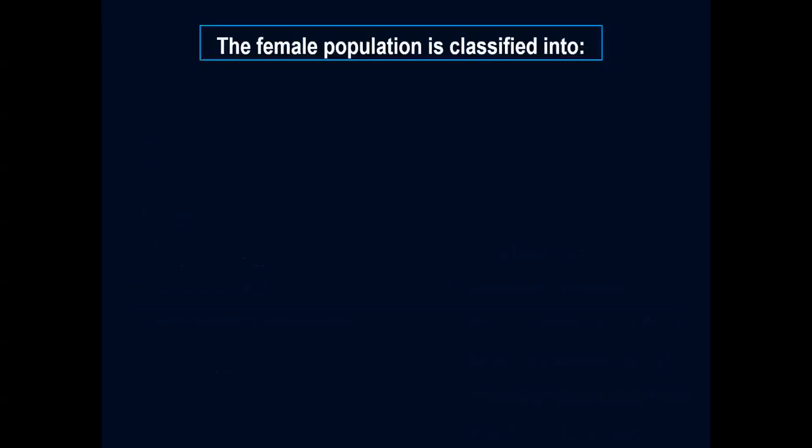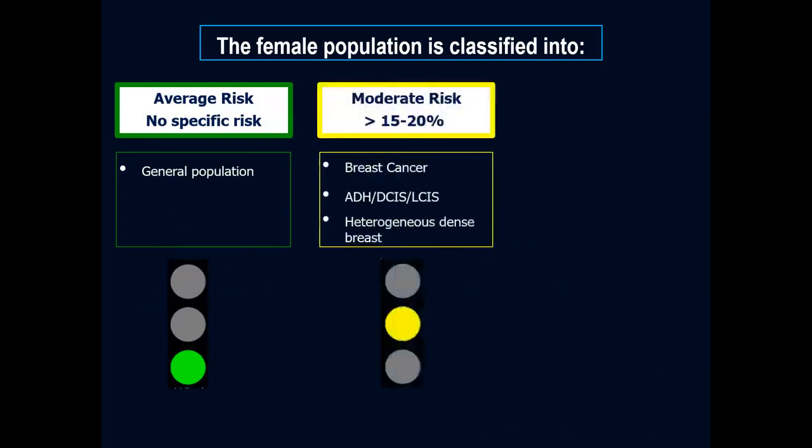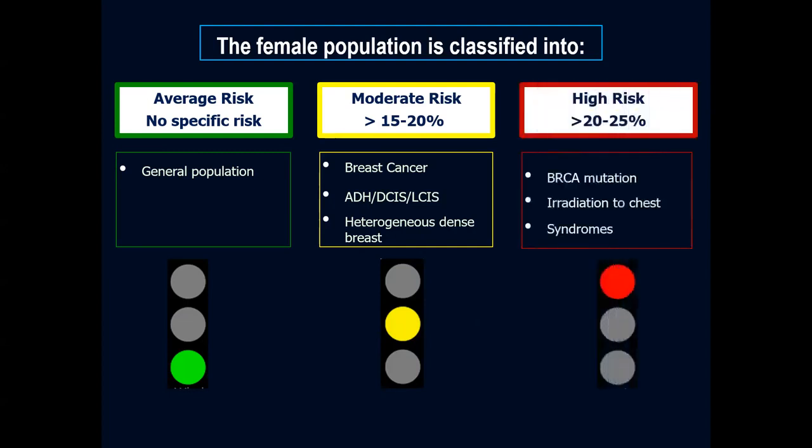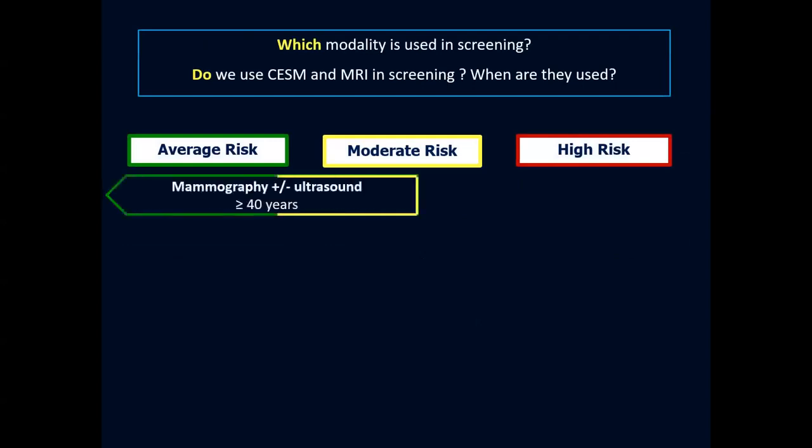In general, the female population is classified into an average risk population, a moderate risk population, which has an increased incidence of 15 to 20%, and a high risk population, which has an increased incidence of more than 20 to 25%. For the average and the moderate risk individuals, mammography may be indicated as a screening modality starting at the age of 40, and it might be complemented with an ultrasound examination. And for the high risk individuals, again, mammography is indicated, but starting at an earlier age, and it might be complemented with an ultrasound examination.